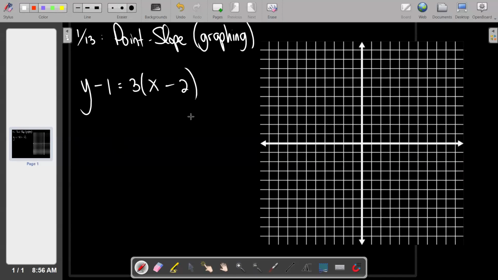2 comes from here, so the x coordinate is 2. 1 comes from here, so the y coordinate is 1. Therefore, the point is (2, 1).